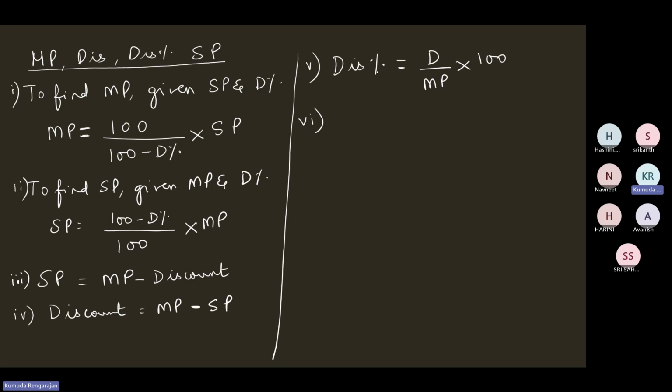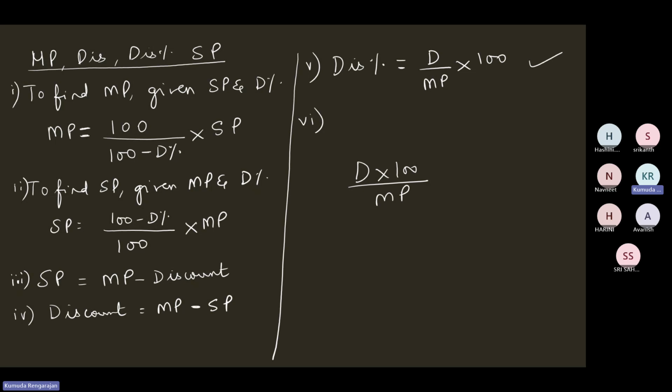And if you're finding discount percentage, discount should be there in the numerator. And discount percentage is always applied on the marked price. So discount by MP into 100. See, in some books, it will be given like this, D into 100 by MP. It's the same. But please learn it like this. D into 100 by MP.